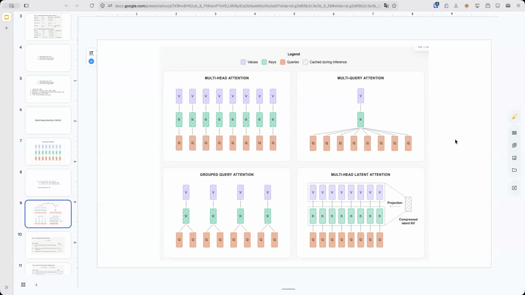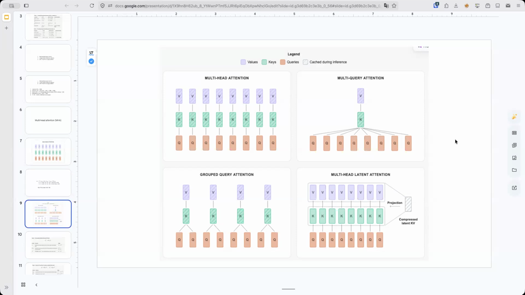The gist of it is that beyond multi-head attention, we have multi-query attention, grouped query attention, and multi-head latent attention. For multi-query attention, the idea is simple: instead of having different K and V matrices, what if we share them across all of the heads? So all of the heads would have the same KV matrices. It works fairly well, but the quality degrades.